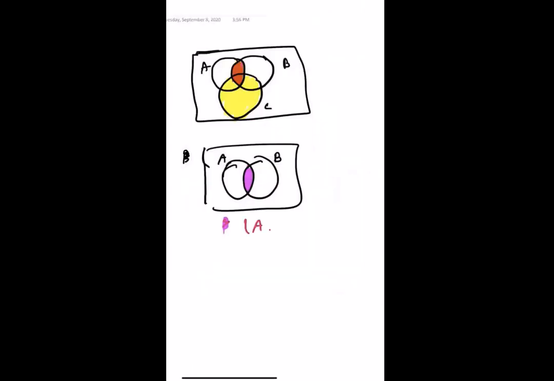A intersection B. Okay? And the same for here in this first graph as well, the red part is A intersection B, meaning that anything that is here is in A and is in B. Do you agree? Yeah. So those are A and B.